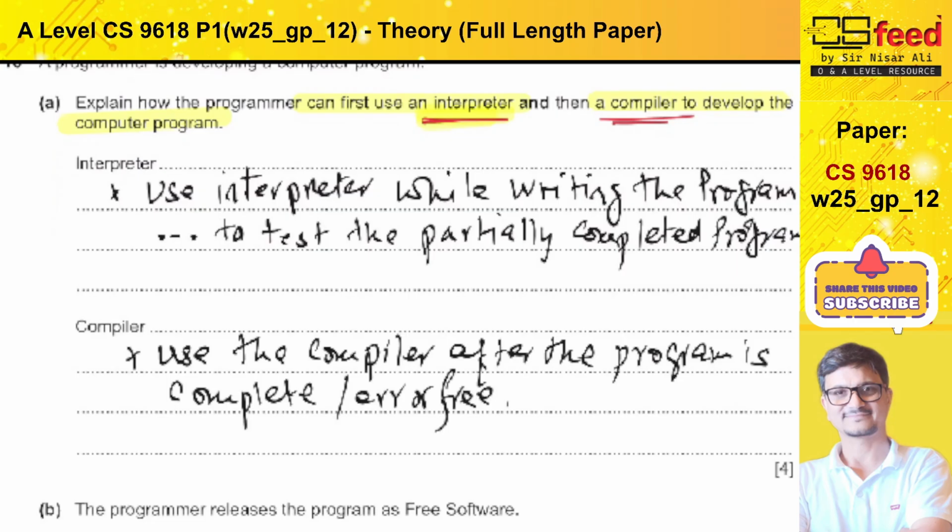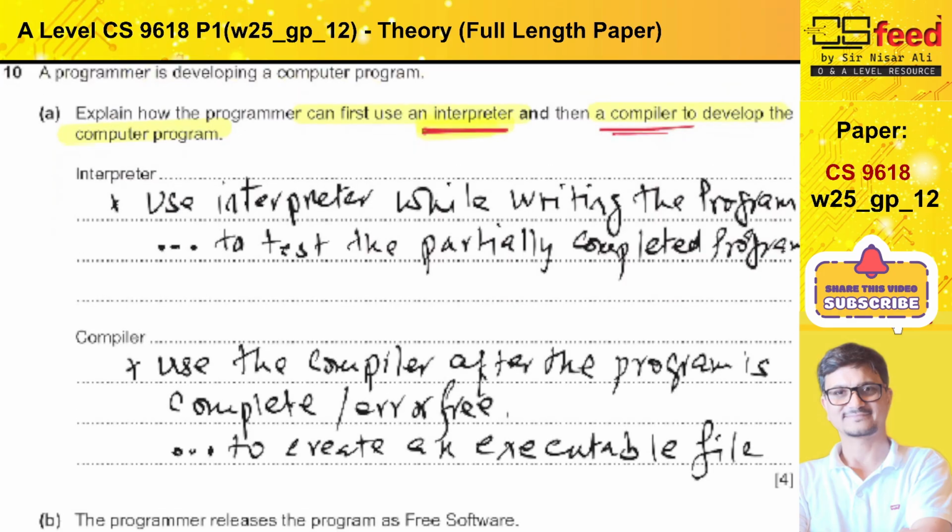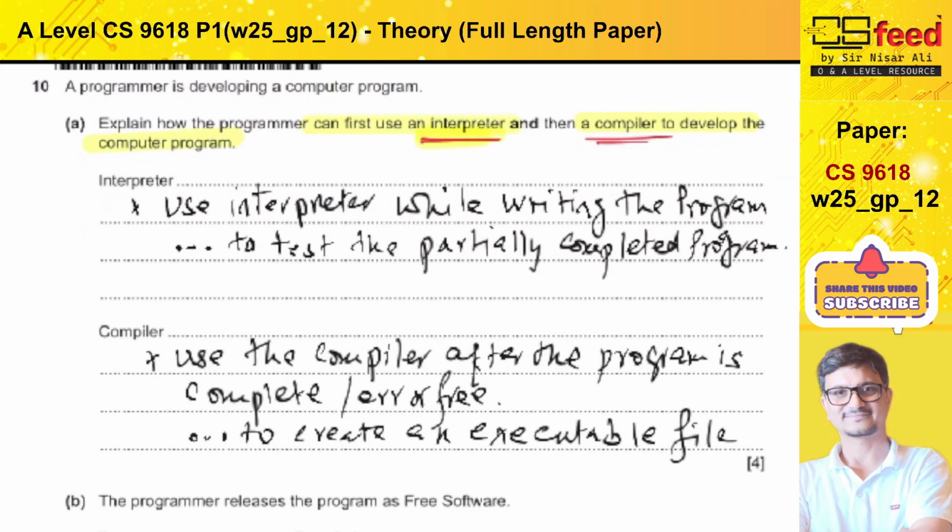The errors, they're removed. So you need to use the compiler after the program is complete. Right? And then what is the outcome? To create an executable file. So this is what the compiler will do. It will create the executable file once the program is compiled.